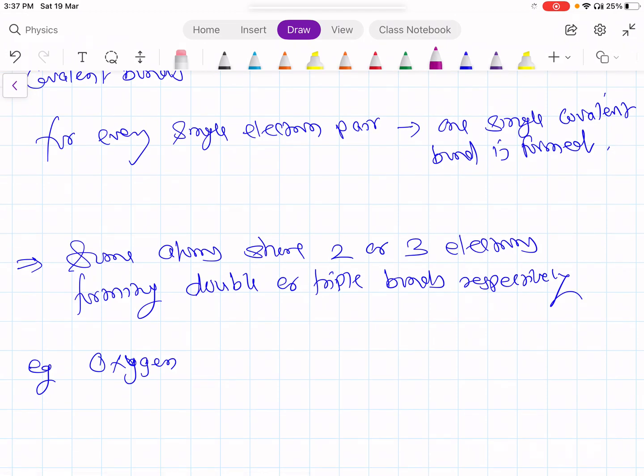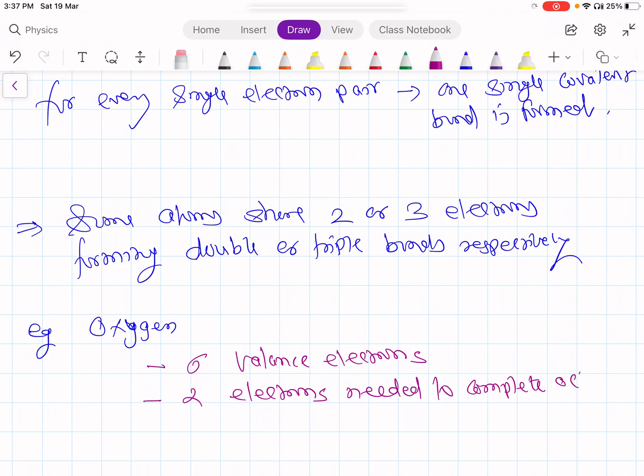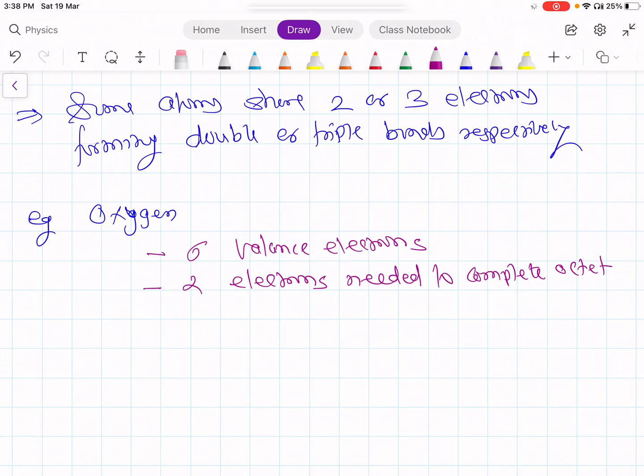Oxygen. This oxygen has 6 electrons in the outermost shell, or I will say it has 6 valence electrons. It requires 2 electrons to complete the octet. So, to attain the configuration of neon, the noble gas, this oxygen atom requires 2 more electrons.